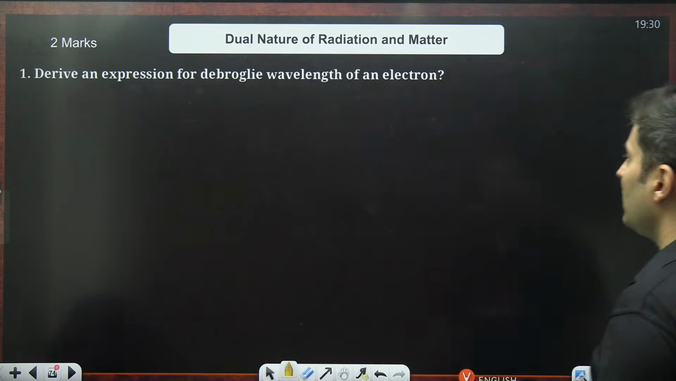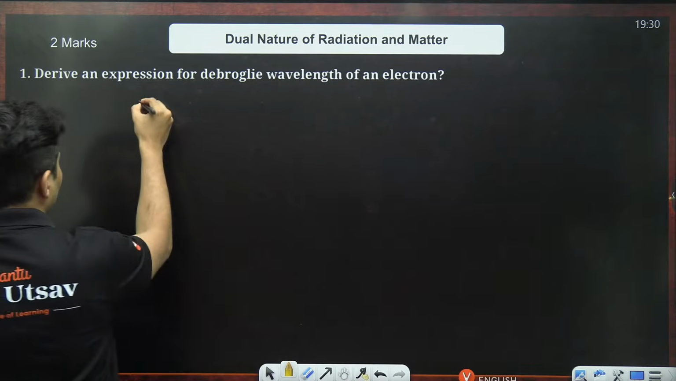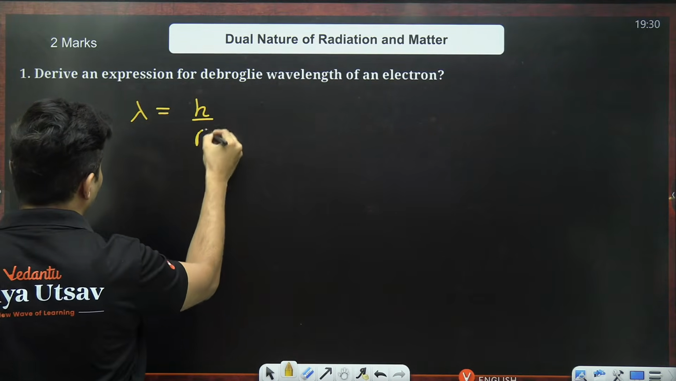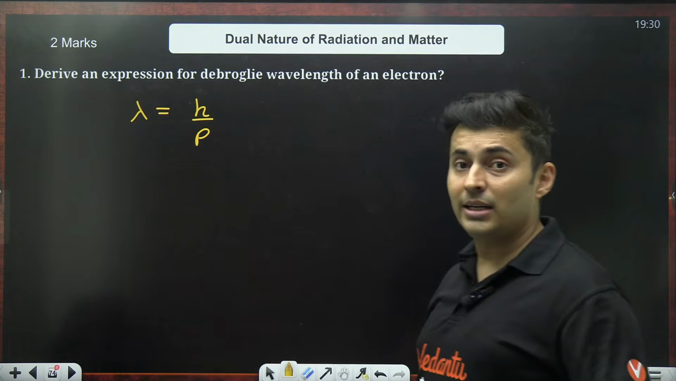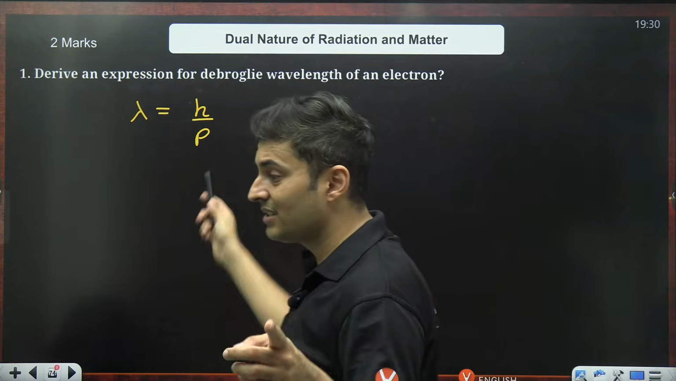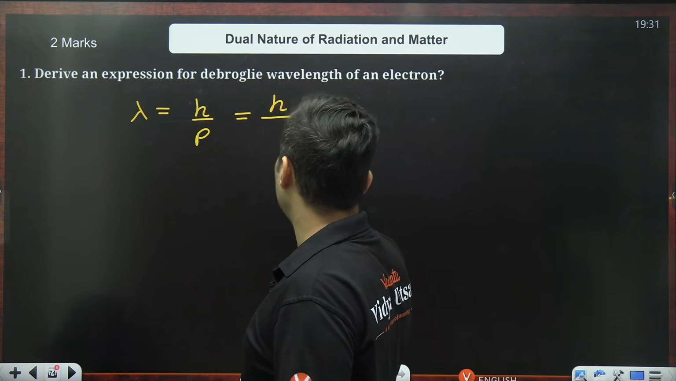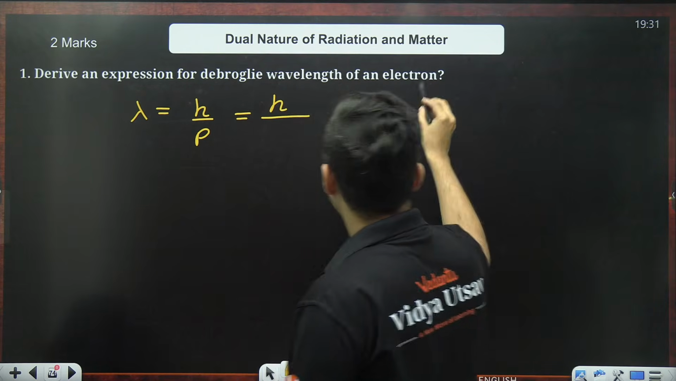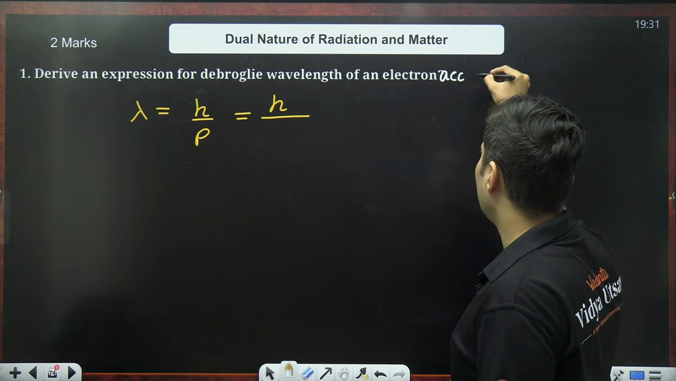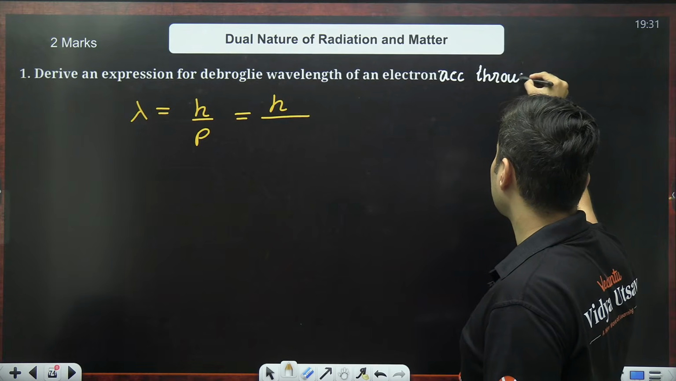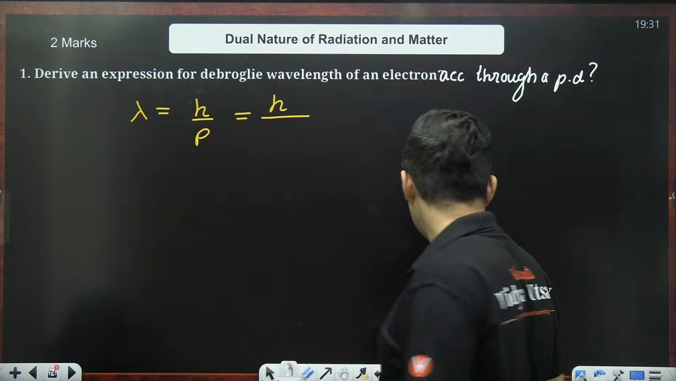Derive an expression for the De-Broglie wavelength of an electron. So De-Broglie wavelength of an electron, lambda, is Planck constant by momentum, you can say. So this is De-Broglie's expression, but do not end over there. That is not what they are expecting. If you write this, you will get 0 marks. Okay, you will get 0 marks. So now what you will write for an electron, actually for an electron accelerated through a potential difference should have been mentioned, accelerated through a potential difference. That is what they should have mentioned.